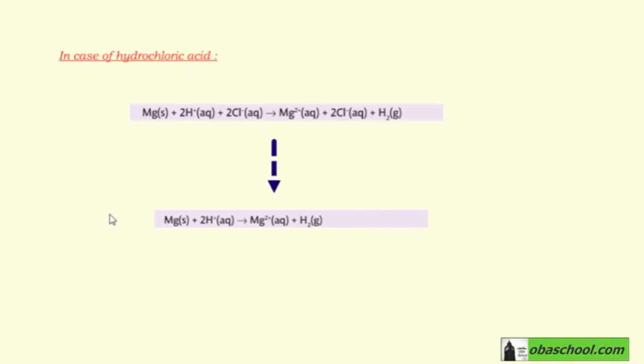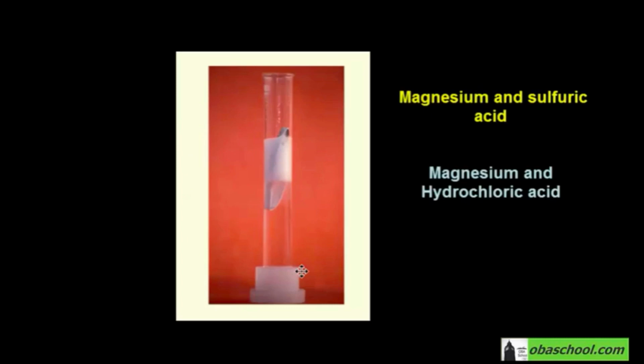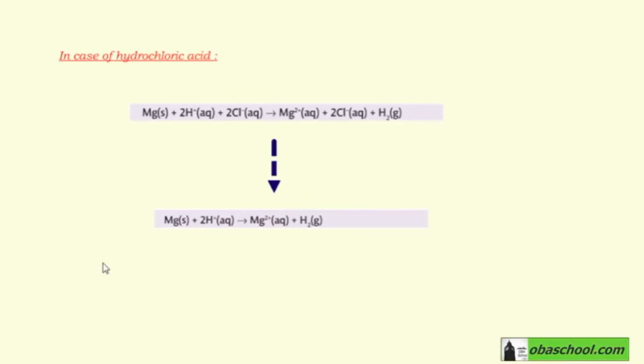So the reaction is the same with either of the acids we have. The reaction between magnesium and hydrochloric acid is the same as the reaction between magnesium and sulfuric acid, since we obtained the same reaction at the end, which is Mg plus 2H+ reacts to give Mg2+ plus hydrogen gas.